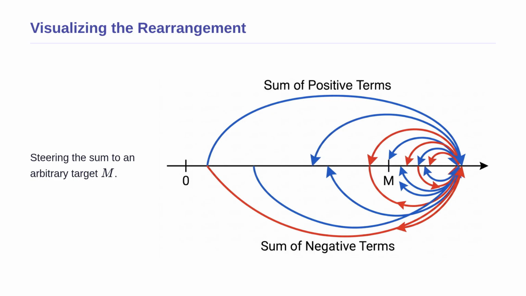Because the terms themselves eventually shrink to 0, this back and forth process involves smaller and smaller steps. Eventually, the sum will lock onto the target m perfectly. You can do this for any target on the number line.